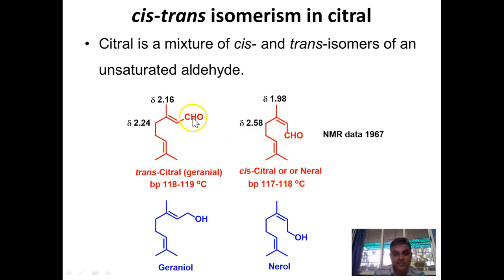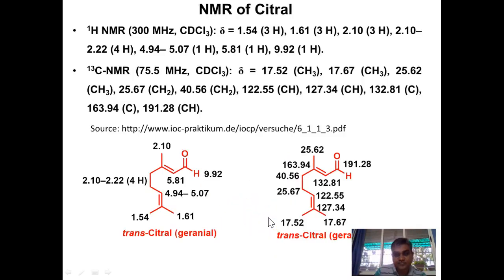If you reduce these two molecules, then we get geraniol, which is a trans-allylic alcohol, and from the cis one we get nerol. We will discuss these two molecules in the geraniol chemistry.